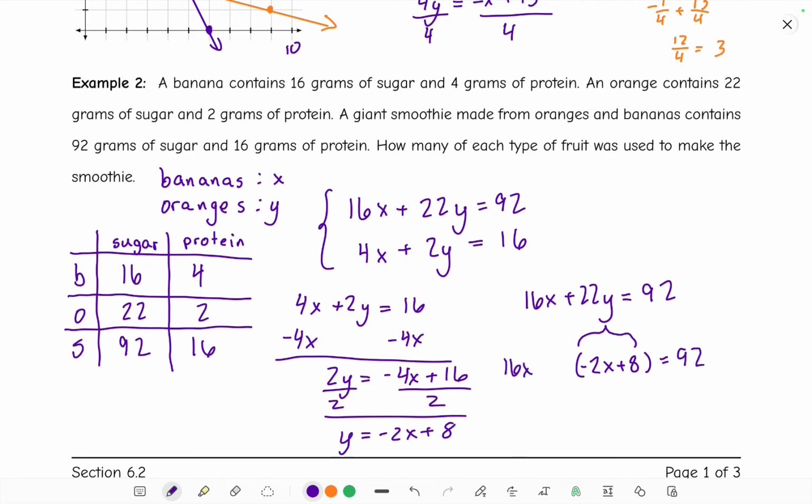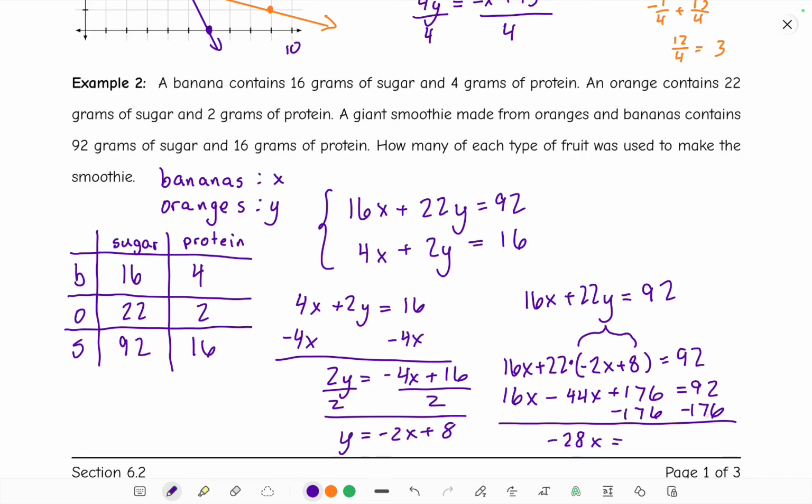So then we have 16x plus 22 times that. So then we get 16x minus 44x when we distribute the 22, plus 176 equals 92. Then I'm going to subtract 176 from both sides. 16 minus 44, negative 28x. 92 minus 176, which is negative 84.